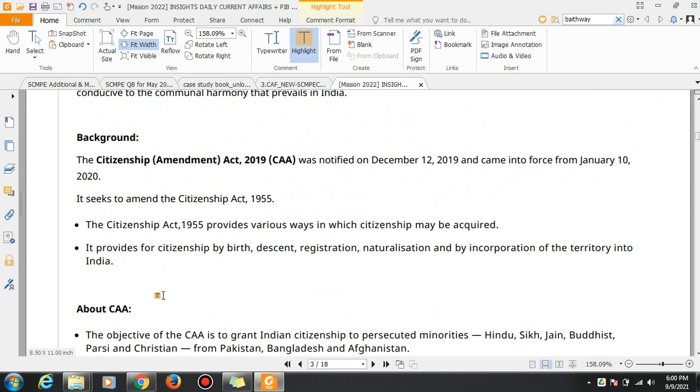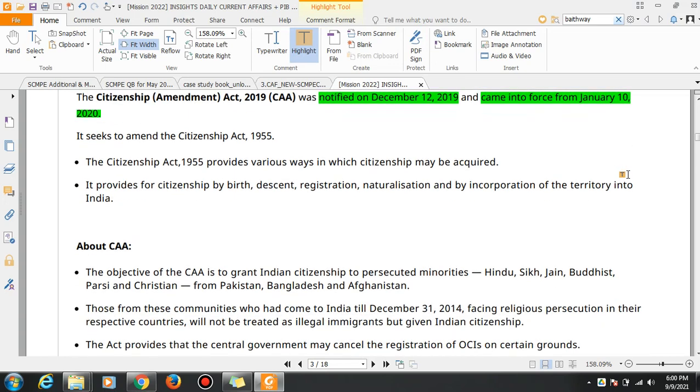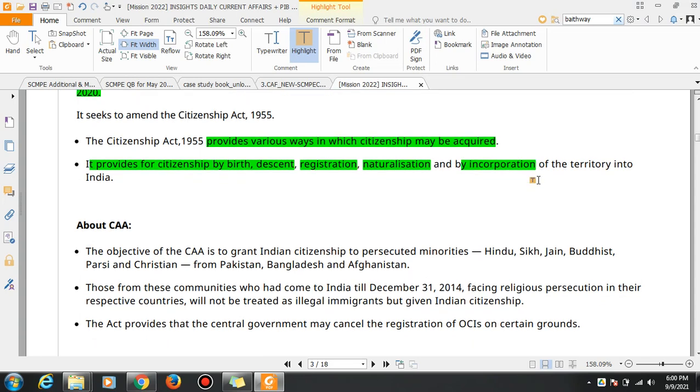So what is the background behind this? The CAA 2019 was notified on December 12, 2019 and came into force from January 10, 2020. It seeks to amend the Citizenship Act 1955. The Citizenship Act 1955 provides various ways in which citizenship may be acquired. It provides for citizenship by birth, descent, registration, naturalization, and by incorporation of territory into India.